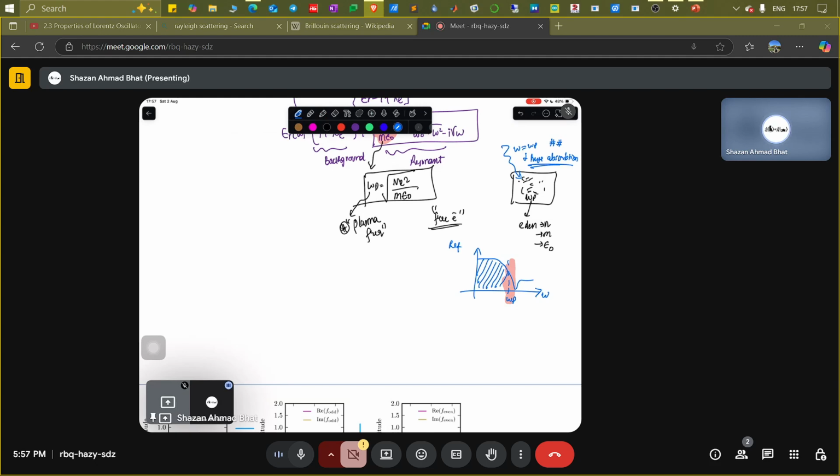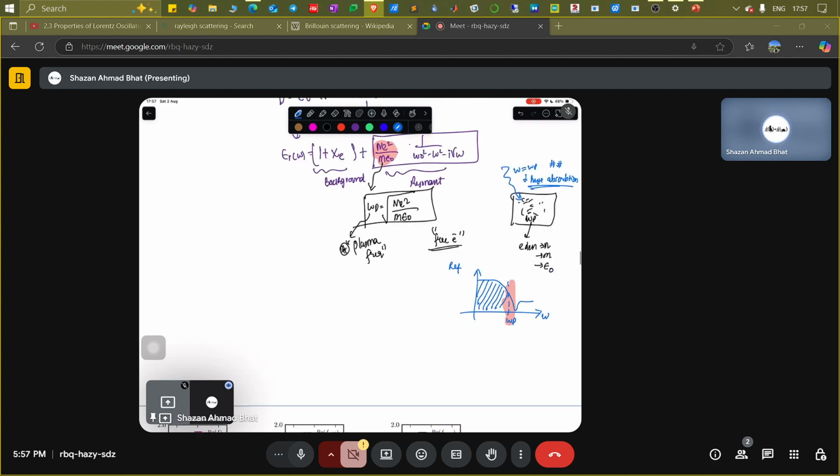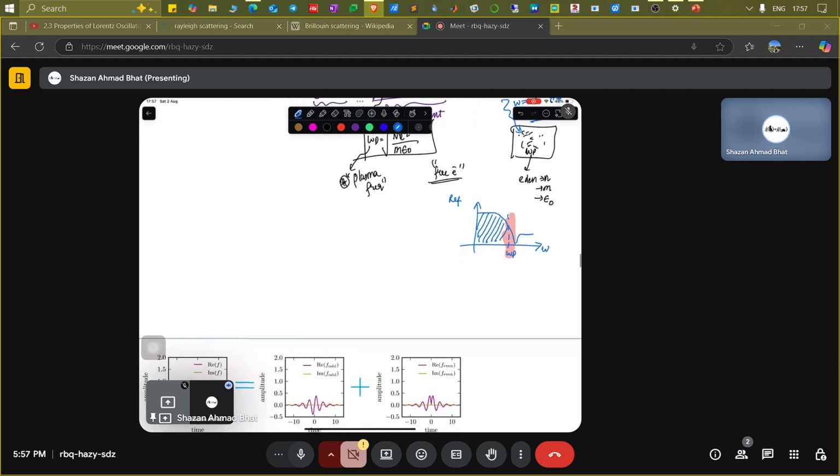If your frequency is below the plasma frequency, you will get reflections. But if it's at plasma frequency, then you will get huge absorption of the electromagnetic wave. So that is the concept of plasma frequency. And this is even applicable to understanding certain dielectrics or simpler dielectric models.